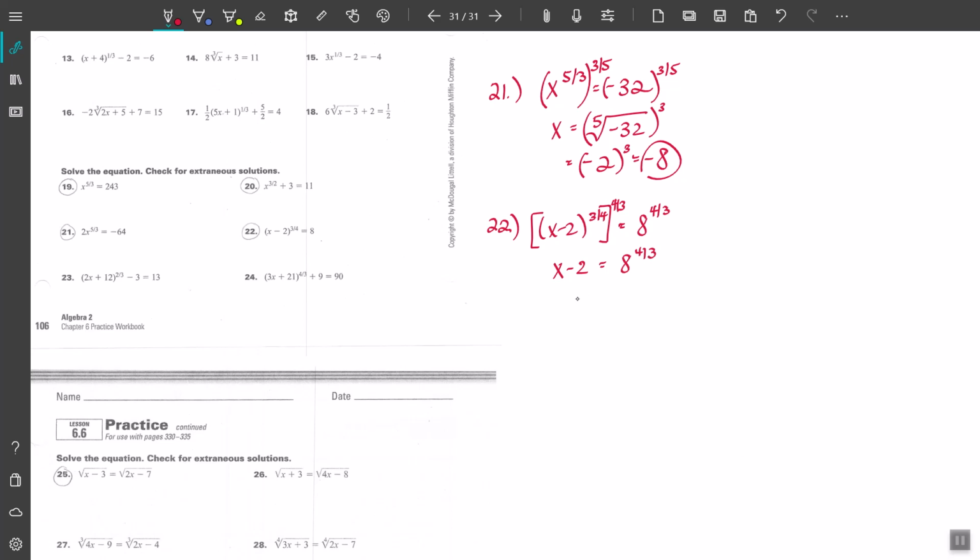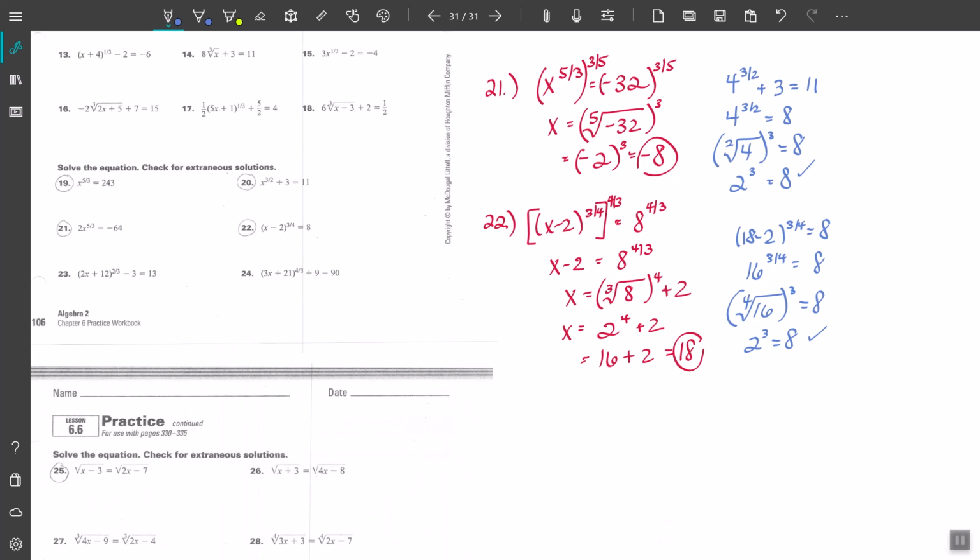8 to the 4/3 power. And then we'll add that 2 to both sides. I'm going to go ahead and change this into radical notation, as well as adding that 2 to both sides. So the cubed root of 8 we know is 2, raised to the 4th power. That was 16 plus 2 equals 18. So once again, pause the video, check your solutions, make sure there's nothing extraneous, and then you can start the video back up.